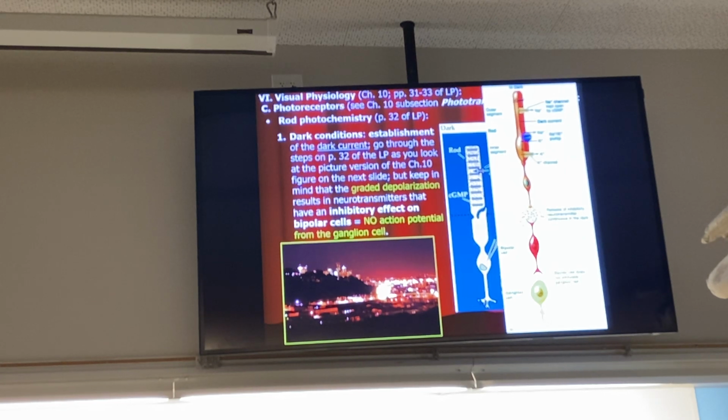Okay, because it's supposed to be minus 70, right? Well, it's 70 millivolts higher than that. That is depolarized. Any questions?